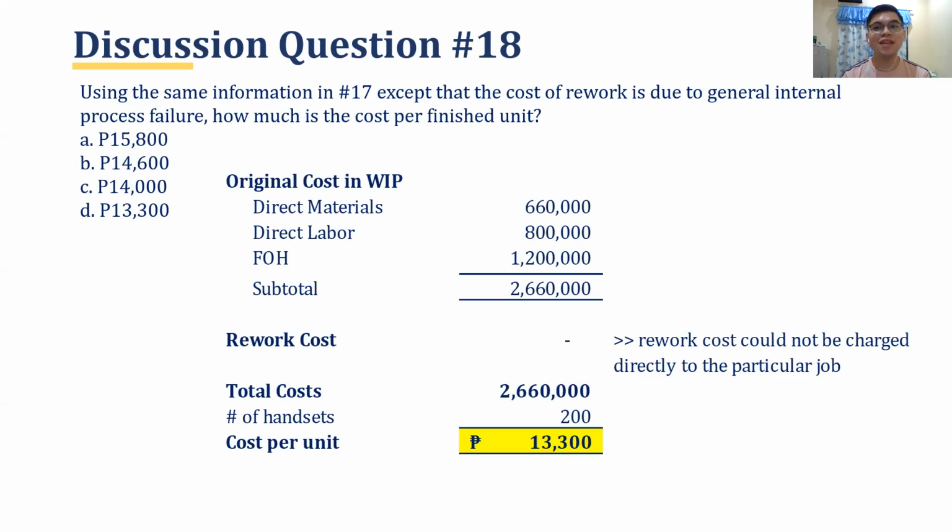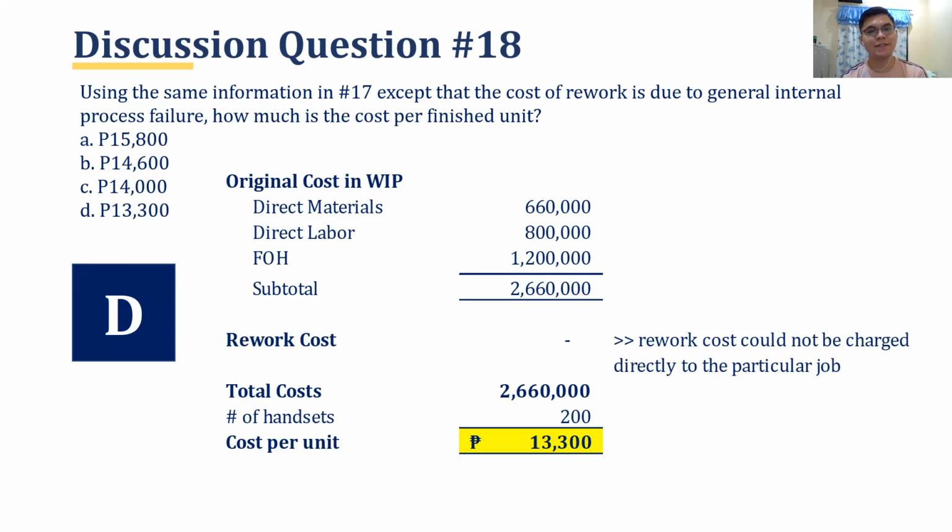So as a result, ito, yung i-consider mo lang na product cost ay 2,660,000 and you divide that with 200 units. So that's 2,660 divided by 200. There you get the cost per unit of 13,300 pesos. So that's letter D for number 18.